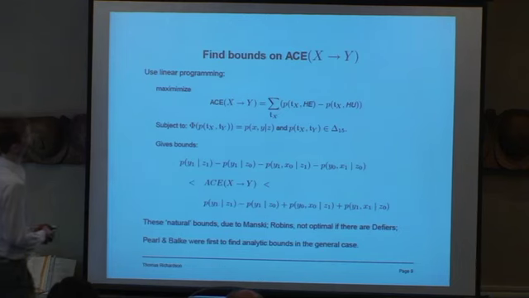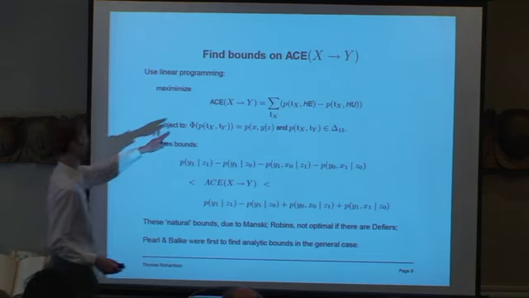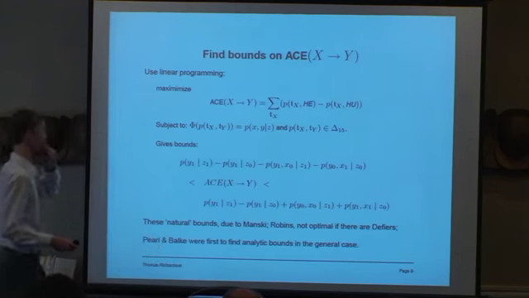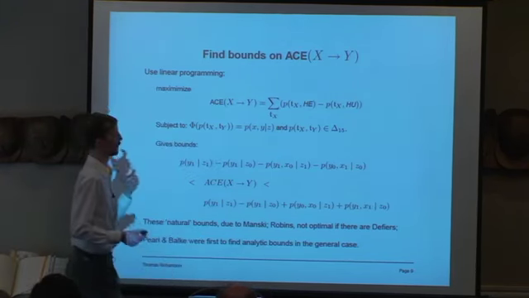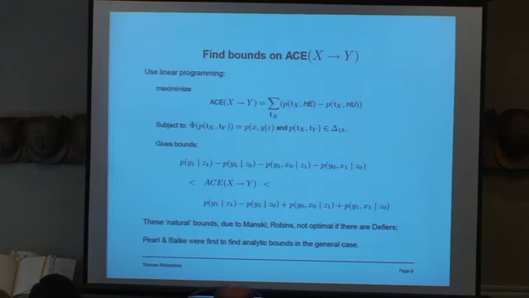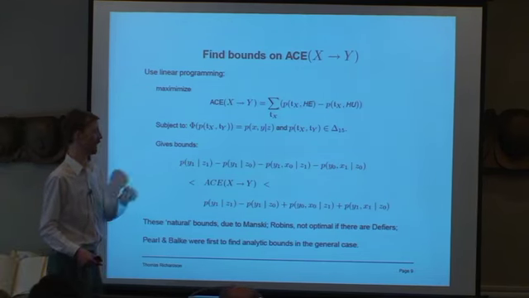So the model is not identified, and the natural thing to do is to try to find bounds on the average causal effect of X on Y. So basically we say, given our observed margins, what are the possible values for the average causal effect? And some earlier work came up with these natural bounds.